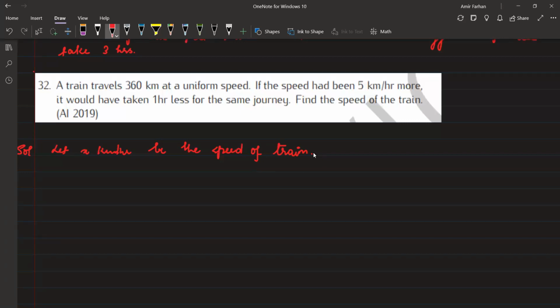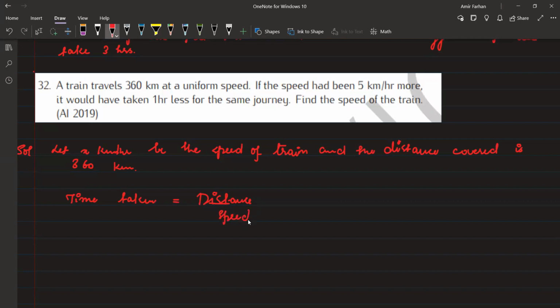And the distance covered is 360 kilometer. Okay, 360 kilometer. If we increase the speed, let's find out the time taken. Time is equal to distance upon speed, which is equal to 360 by x. It is basically t1, the time.